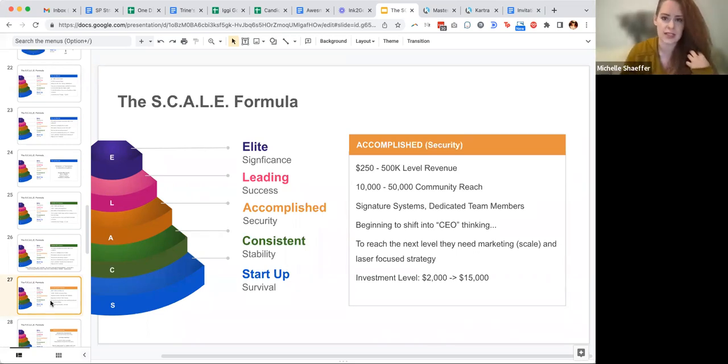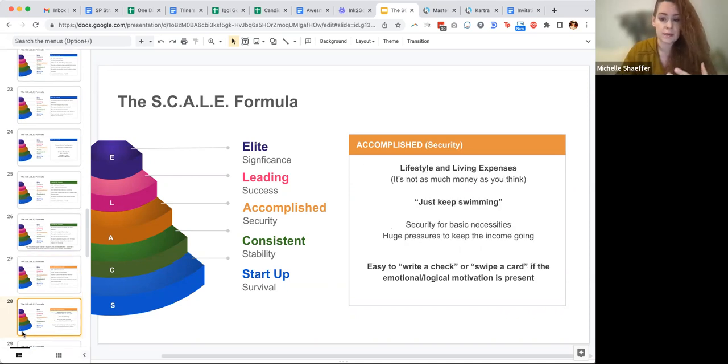This is where it becomes easier to sell higher ticket programs, right? So 2K to 15K is pretty easy to sell at this level, right? So you need to know, based on the investment that you want people to make, how much revenue is their business generating, or how much money are they personally making?